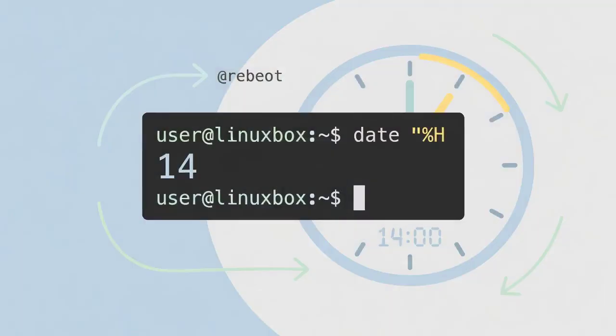Finally we run date +%H to print just the current hour. This matters because cron resolves the @hourly shortcut by checking whether the current hour matches the previous run. So simulating that decision requires knowing the hour value the scheduler would actually see at this moment.